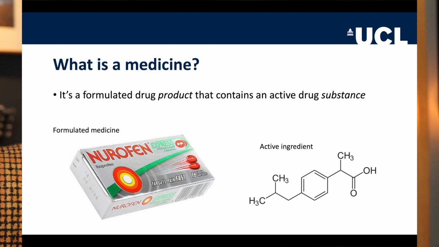On the screen in front of you, you can see a box of ibuprofen tablets and a chemical structure. The chemical structure is ibuprofen itself, and that is the drug substance or active ingredient. In other words, in the body, this is the chemical substance that elicits a pharmacological effect. We do not, however, usually give patients the pure drug substance for reasons we will discuss shortly. Rather, we give them a formulated medicine containing the drug substance.